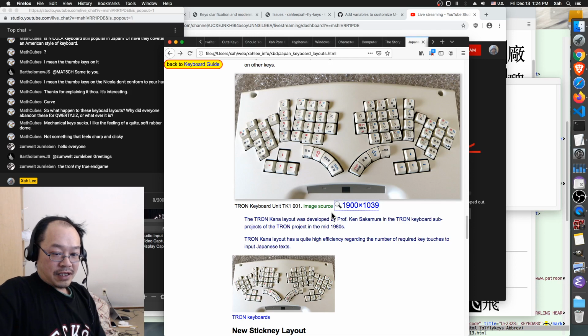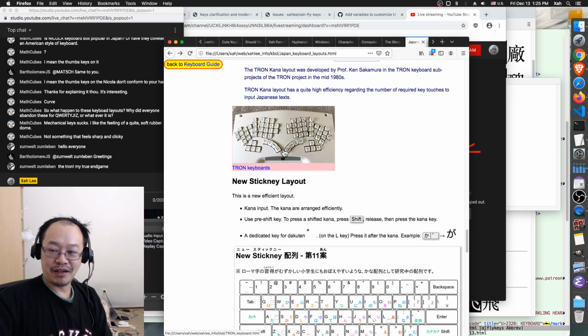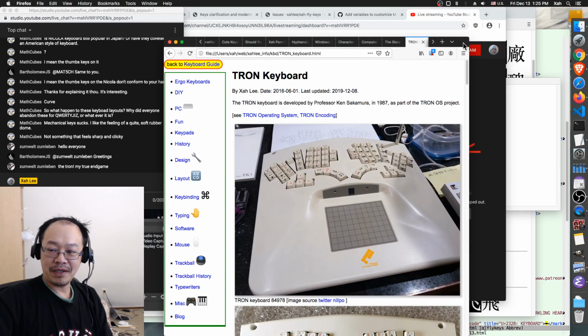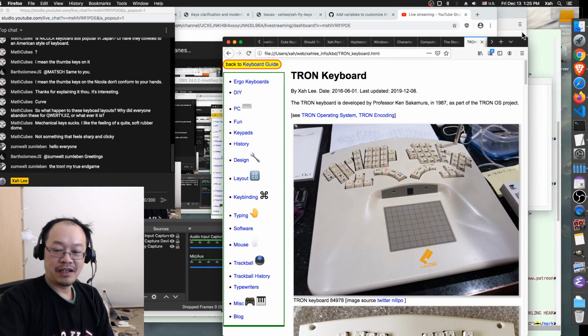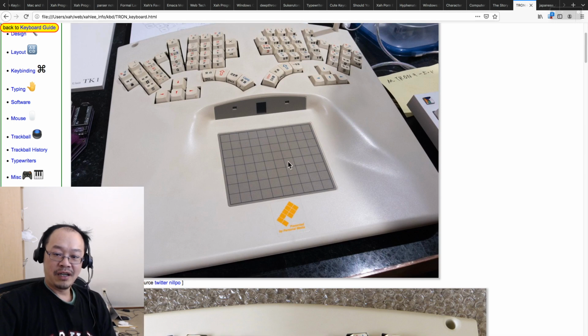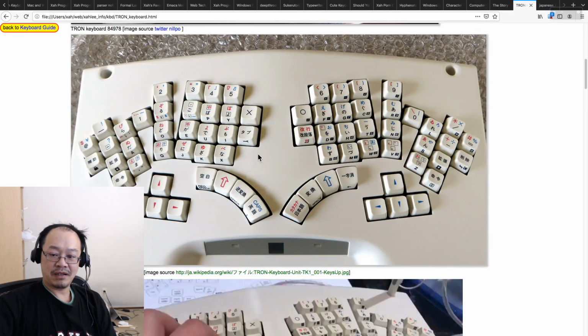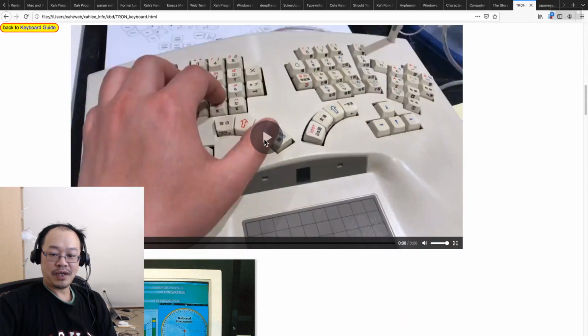Zoomwell says the Tron is my true endgame. Yeah, it's a fantastic keyboard, and in fact we have some videos of people typing on the Tron machine. Okay, let's have a look. So this is a full Tron keyboard. Apparently they also have some sort of optical input system for pen input. I've never seen people using it. So this is the keyboard, and this is someone typing on it.